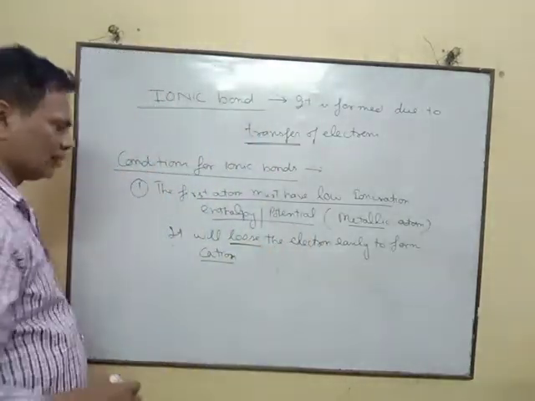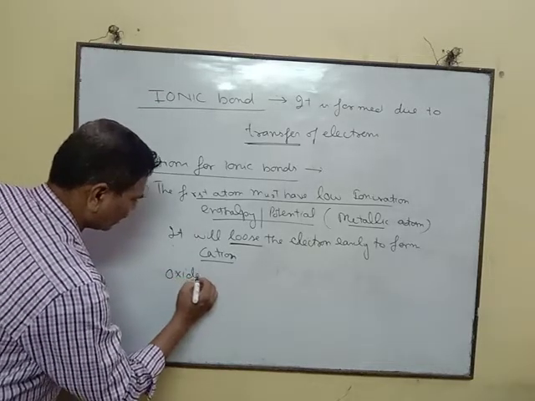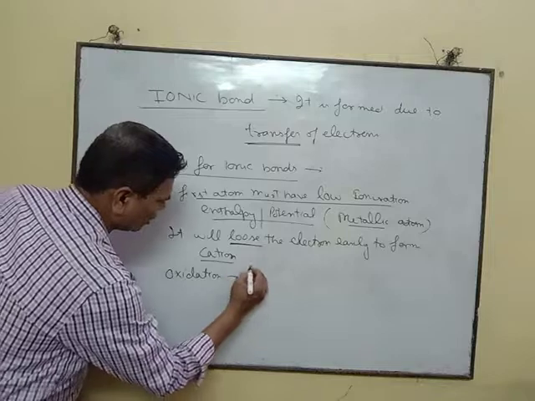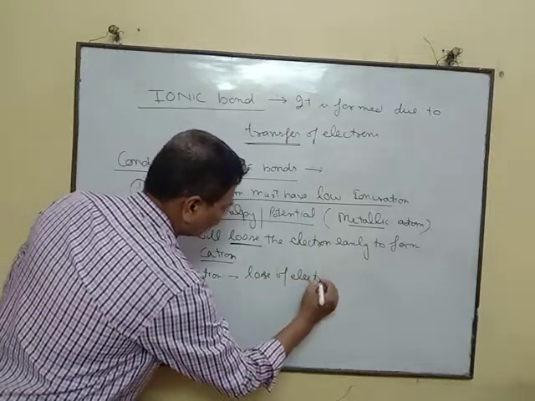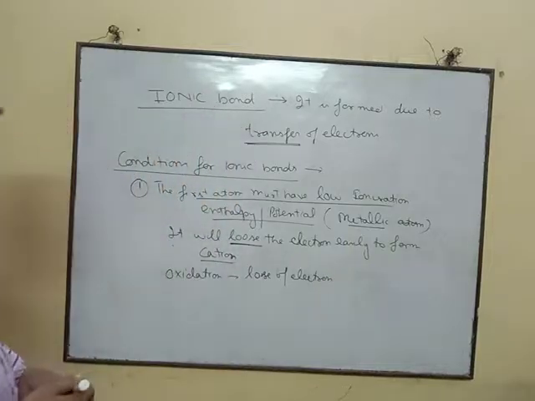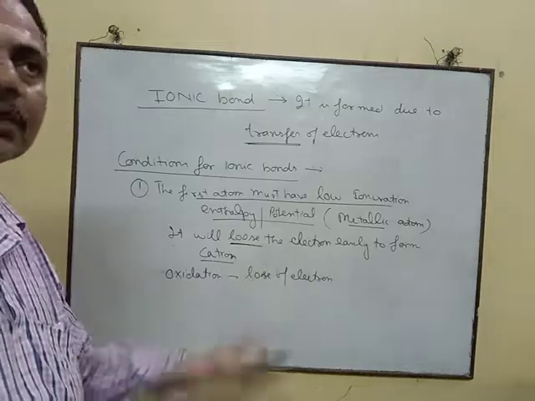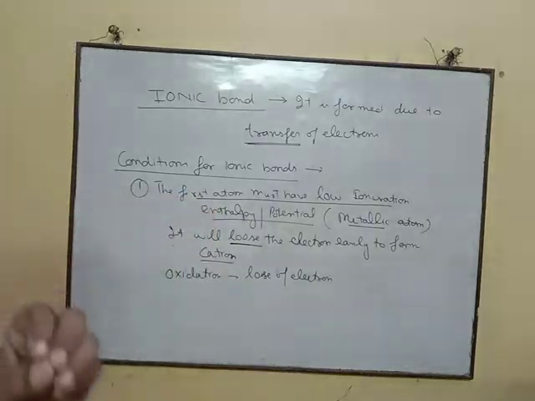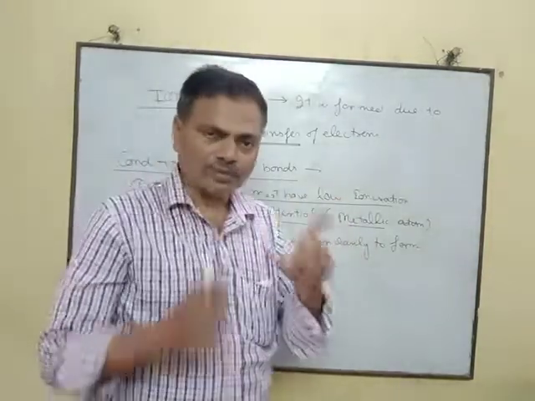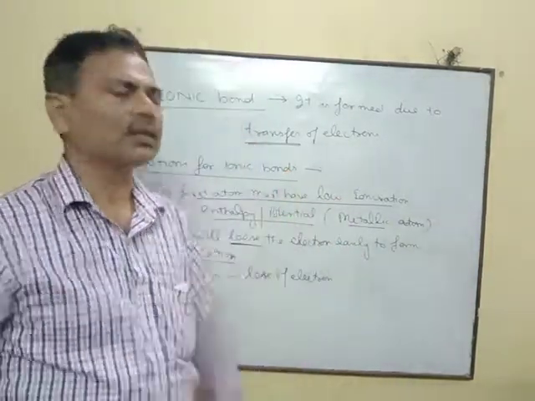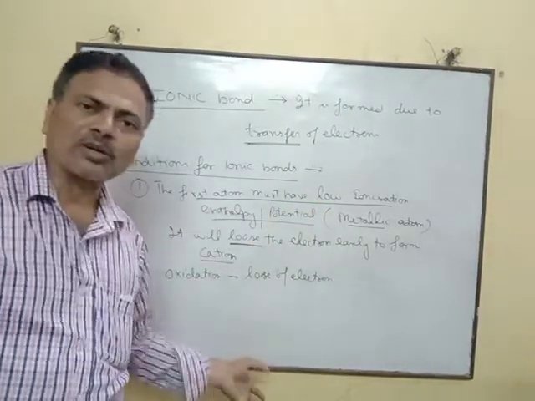Metals can oxidize easily. What is oxidation? Oxidation means loss of electron. Since metals have low ionization enthalpy, they can lose the electron easily. They oxidize easily, that's why they are good reducing agents. So the first condition is that one atom must have low ionization enthalpy, and that will be a metallic atom, which will lose the electron easily.